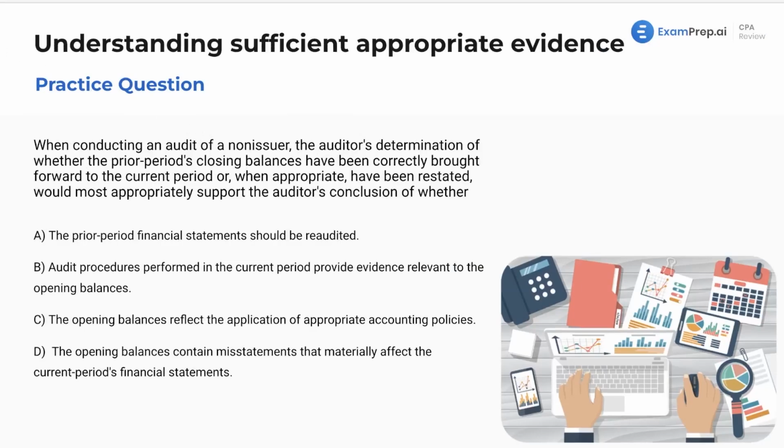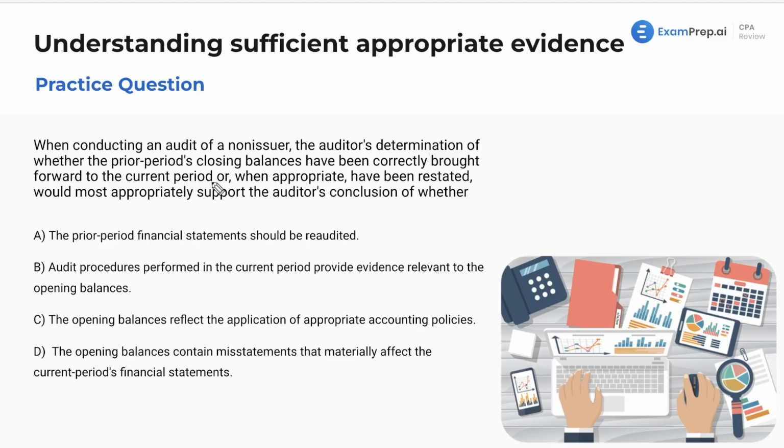All right, everyone. We've got some multiple choice questions on some audit evidence. Let's run through. So, when conducting an audit of a non-issuer, the auditor's determination of whether the prior period's closing balances have been correctly brought forward to the current period or, when appropriate, have been restated would most appropriately support the auditor's conclusion of whether what.